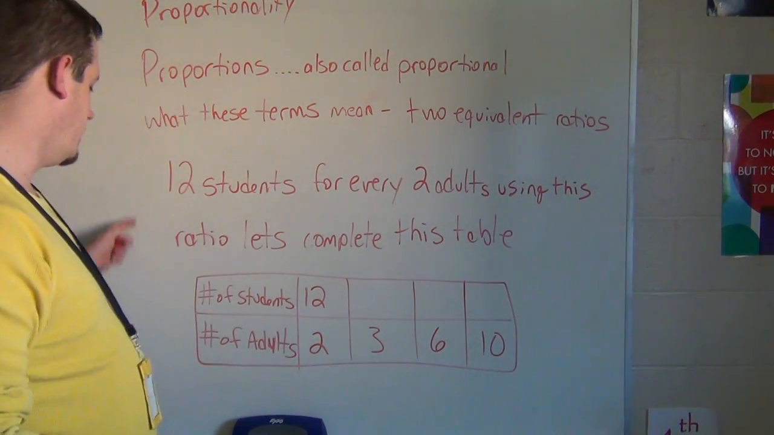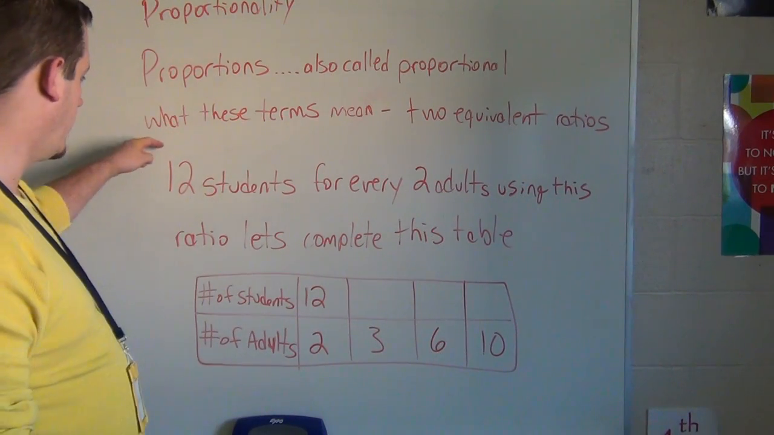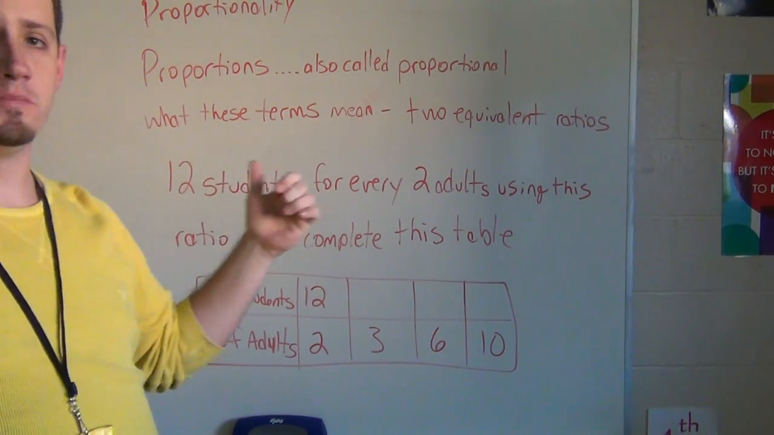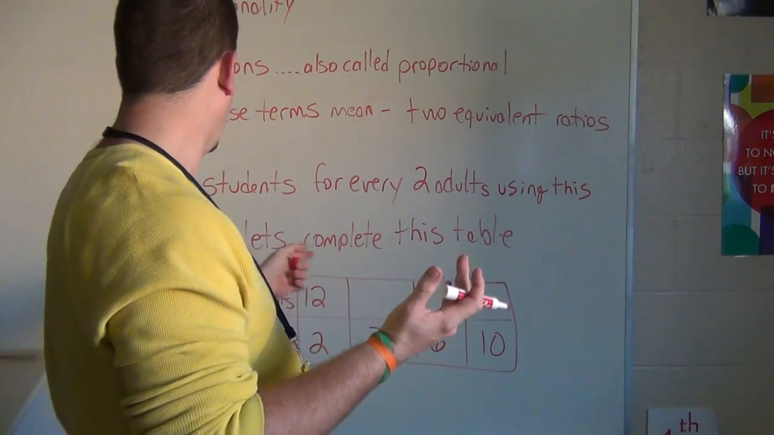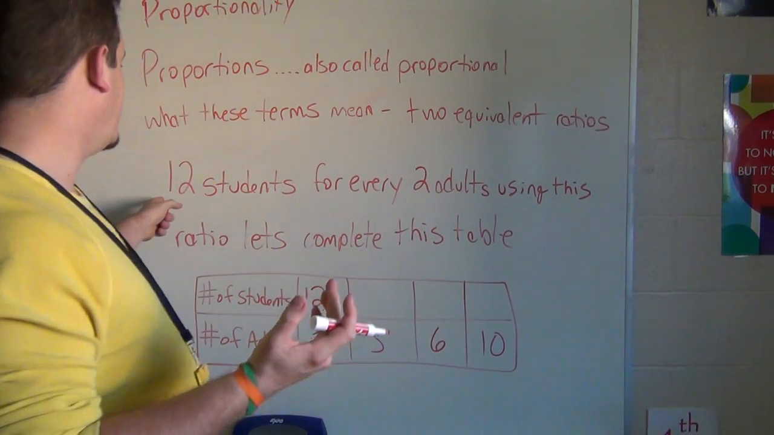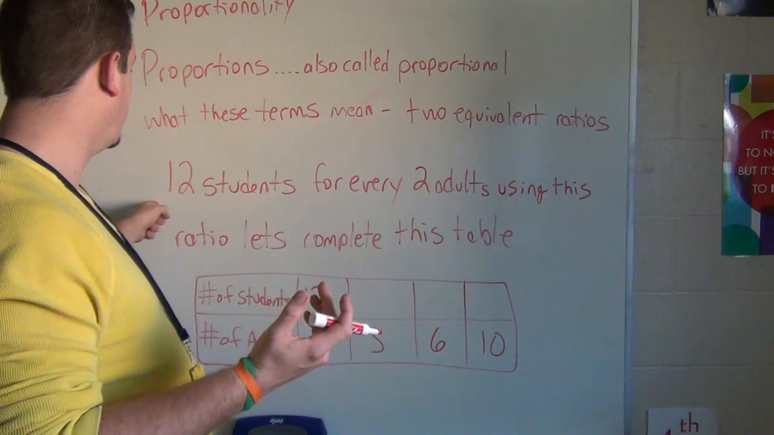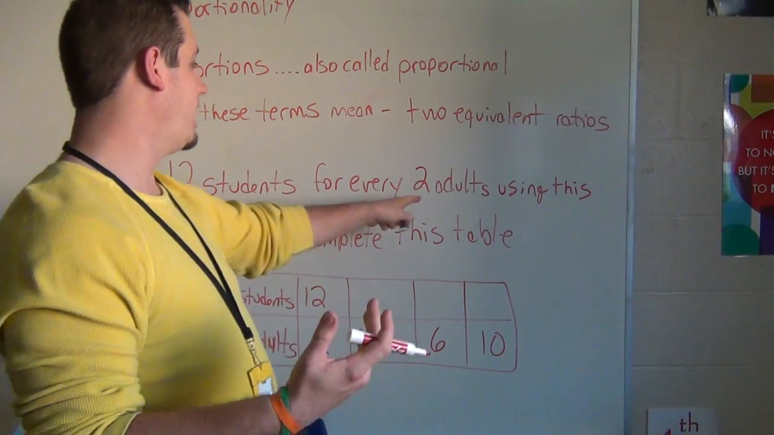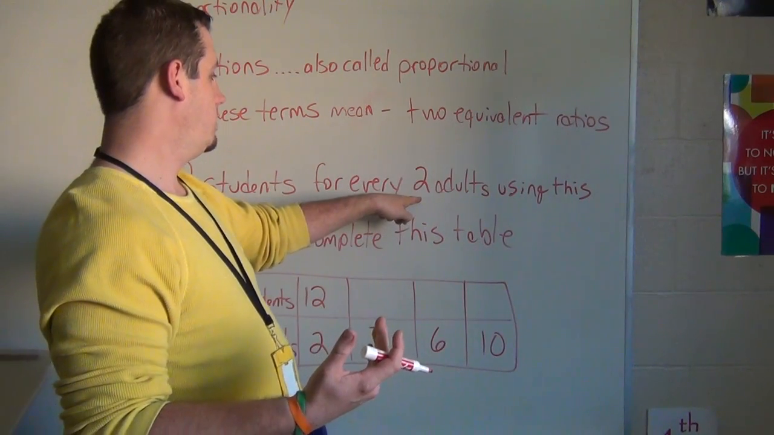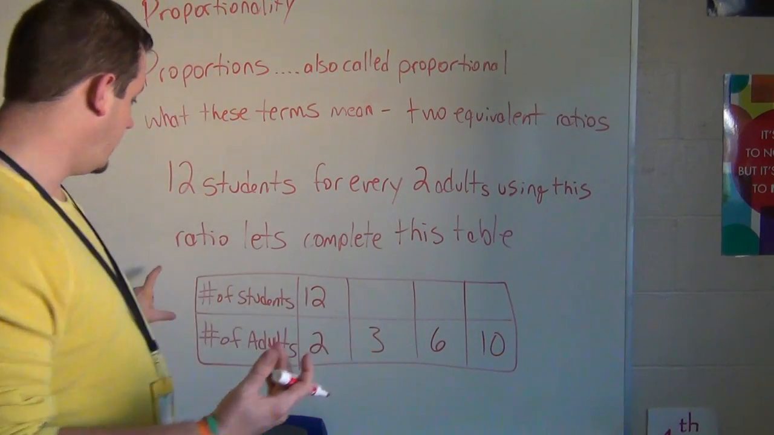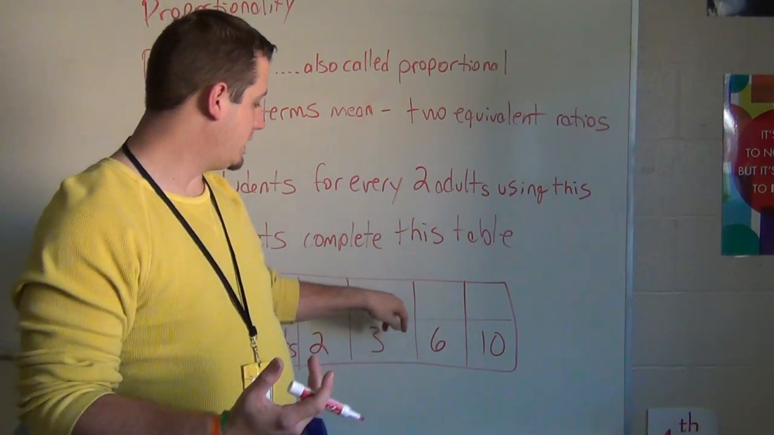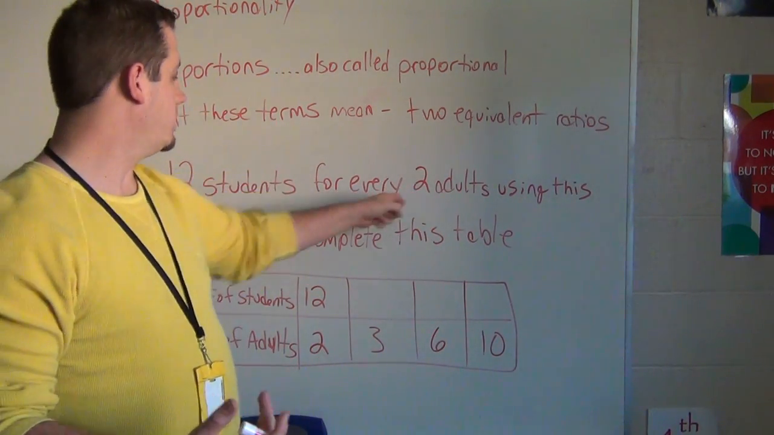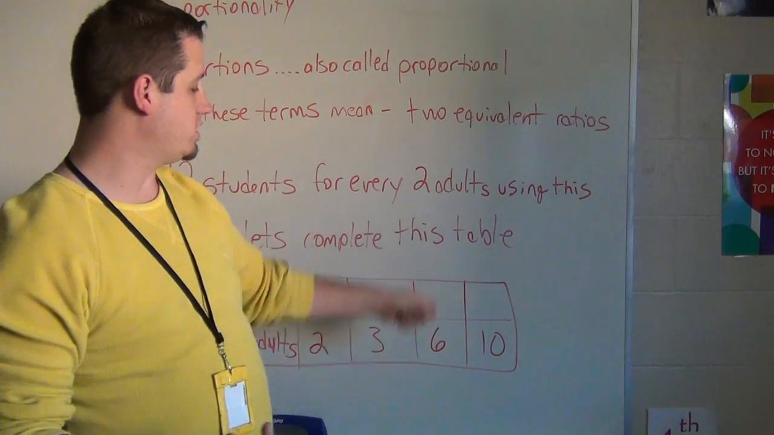We've got a situation here that I've kind of already built up for us. We've got 12 students for every 2 adults. Let's say that this involves some type of camp somewhere. And when they take these kids to a camp, for every 12 students that sign up to go to this camp, they've got to take 2 adults. But what we have here is a table that we need to complete. Got some missing information. We're going to use this proportional situation here. We're going to set up some proportions to solve that.